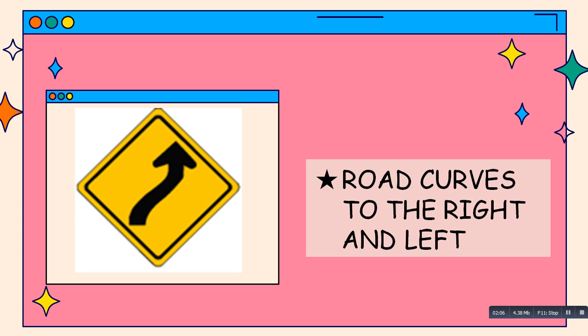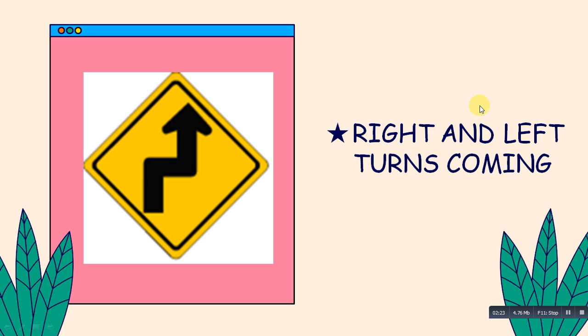Next one. You get another arrow, right? And it says road curves to the right and left. You get road curves, even to the right as well as to the left. Next one. You get a yellow background again with an arrow. So in case you find an arrow like this on the road, it means that you get right and left turns coming, right? So that's the meaning of this particular road sign.